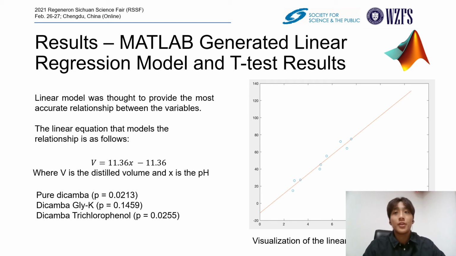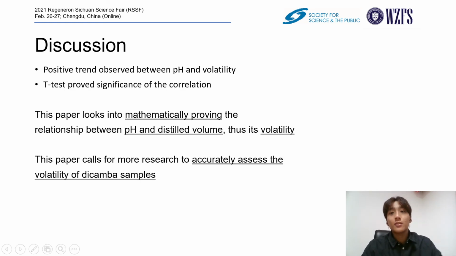The results showed that there is a positive correlation between pH and the volatility, contradicting the previous studies. Pair t-tests were conducted to examine the significance between pH and distilled volume for 3 dicamba samples. The p-values were 0.0213, 0.1459, and 0.0255 for pure dicamba, dicamba-glyphosate potassium, and dicamba-trichlorophenol, respectively. The relationship between pH and distilled volume of the 3 dicamba samples was proven significant. The statistical data produced by the t-test showed that there is a trend: the higher the pH, the higher the volatility.